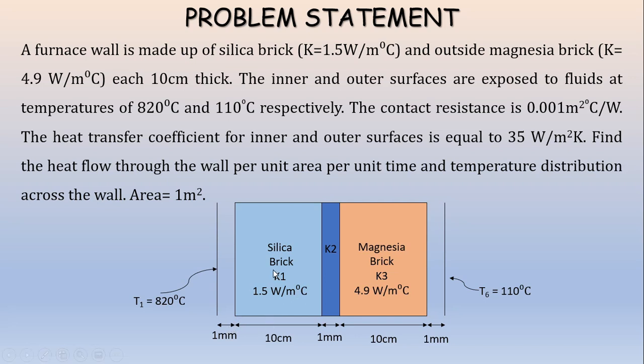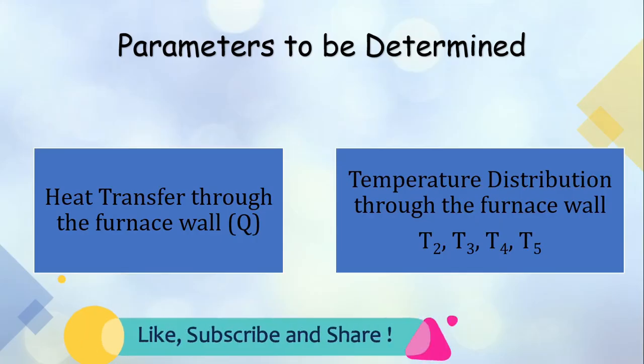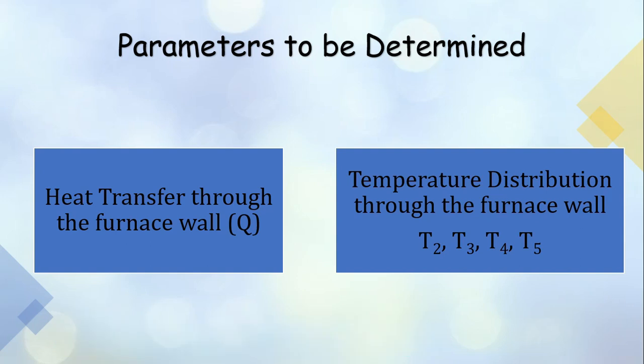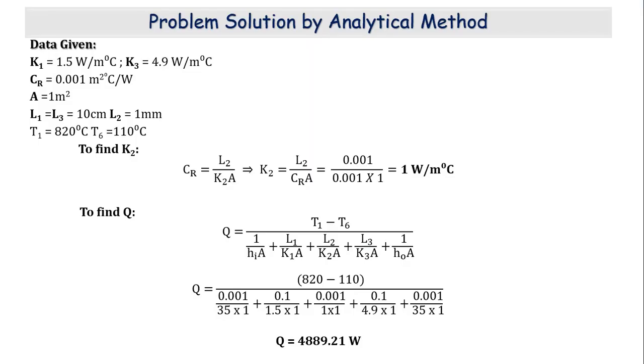Here we have the values of K1 and K3, but K2 is not given. We have the value of the contact resistance as 0.001 meter square degree Celsius per watt, and the heat transfer coefficient through convection is 35 watt per meter square Kelvin. These are the parameters that shall be determined using the analytical method as well as the ANSYS method: the heat transfer through the furnace wall, which is given by Q, and also the temperature distribution through the furnace wall. Now let us see how the problem can be solved using the analytical method.